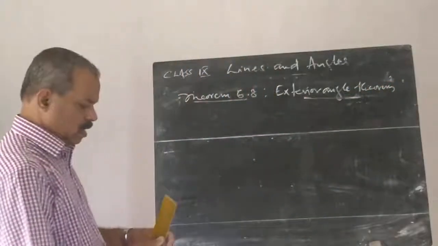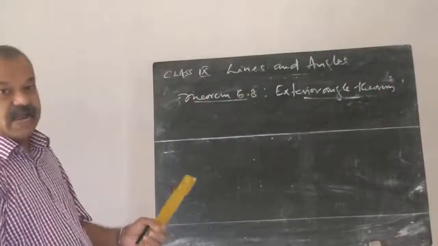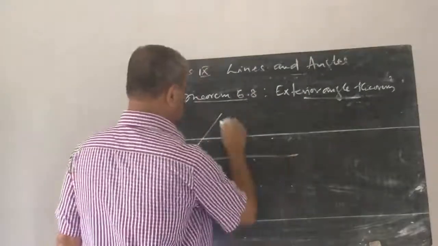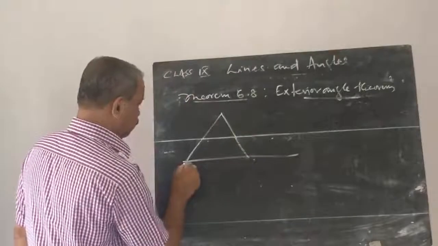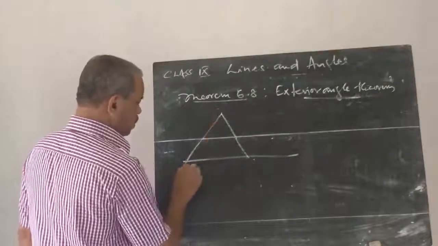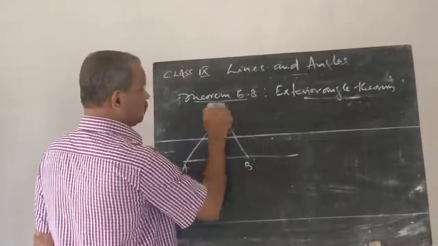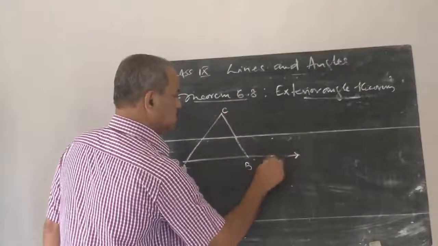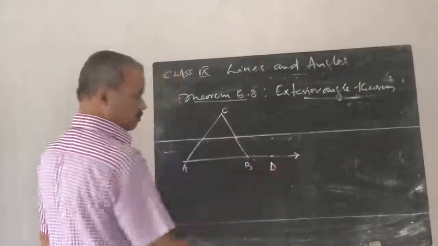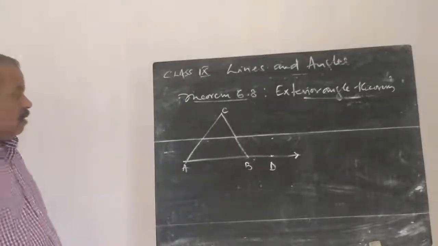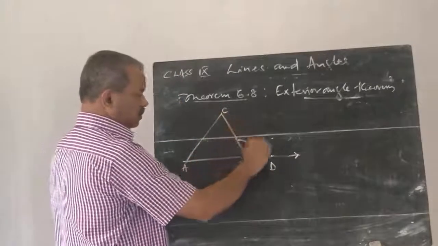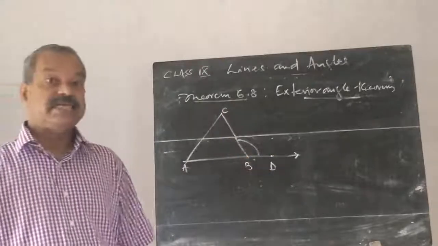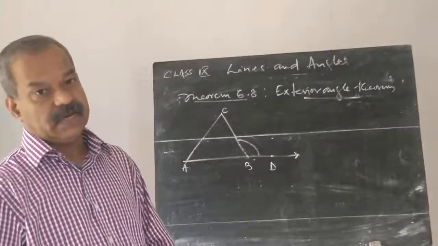Theorem: if one side of a triangle is produced, in triangle ABC, see, ABC, AB is produced like this. Let this be D. What is this angle CBD? It is an exterior angle of the triangle.